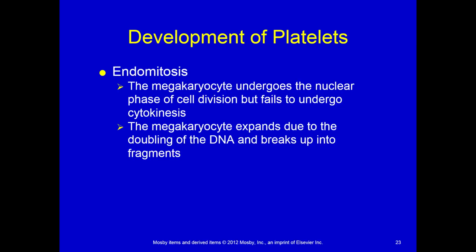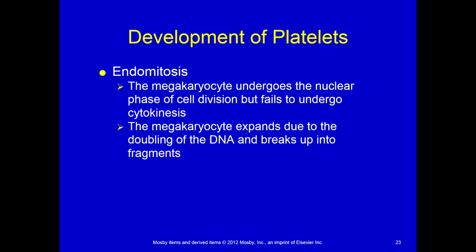So again, the megakaryocyte undergoes that normal nuclear phase of cell division, where the genetic material doubles up and gets inside, on two sides of the cell. But now the cell fails to undergo cytokinesis. It fails to create and pull apart and make two new good normal cells. So what happens is that the megakaryocyte expands due to the doubling of that DNA inside of it, but instead of splitting into two good cells, it breaks up into these fragments. And that's what platelets are. They are these cellular fragments that have occurred from this process of endomitosis.